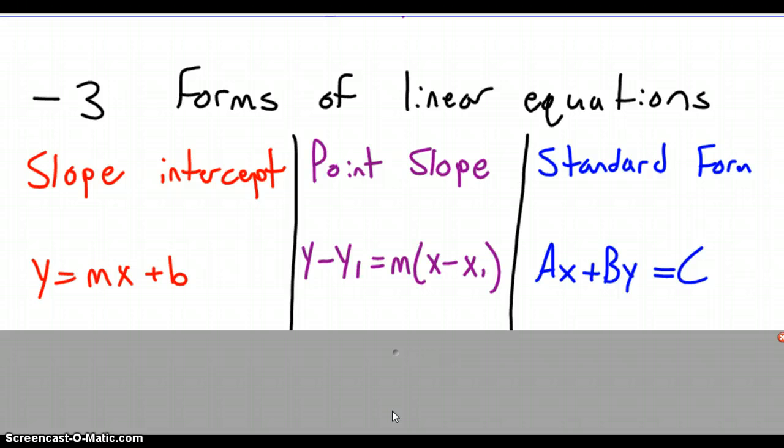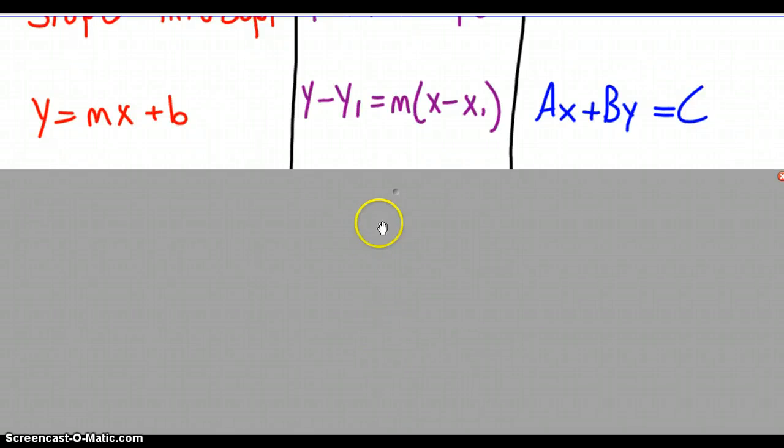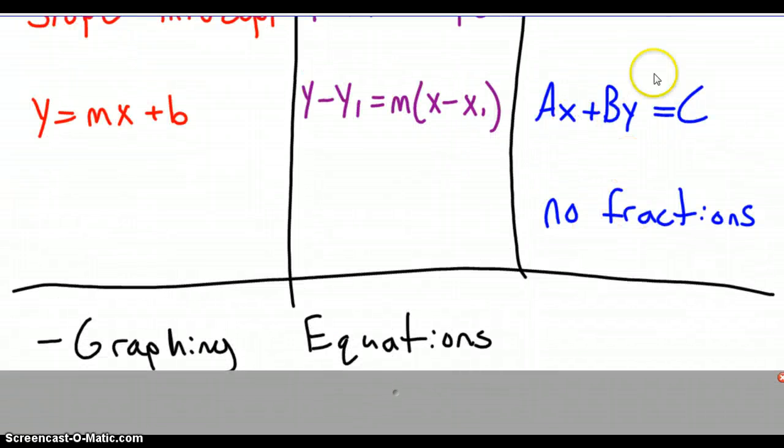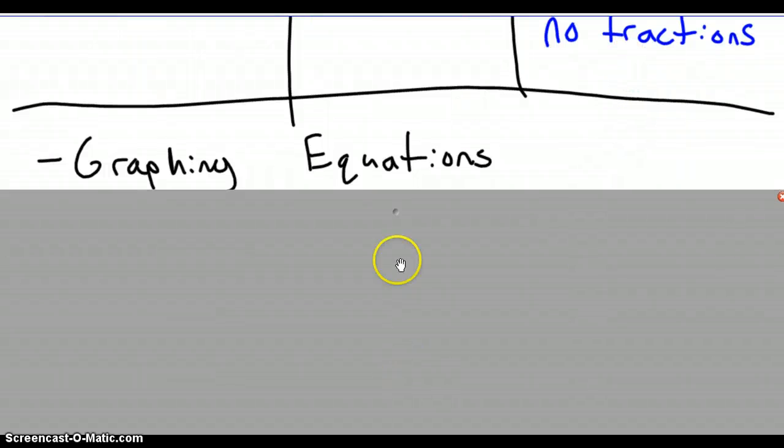The three forms of linear equations. We have the slope-intercept, point-slope, and standard form. We'll be expected to know all three of those and which one is which, and be able to move the equations from one to another when asked. And keep in mind the standard form here can't have any fractions in it.